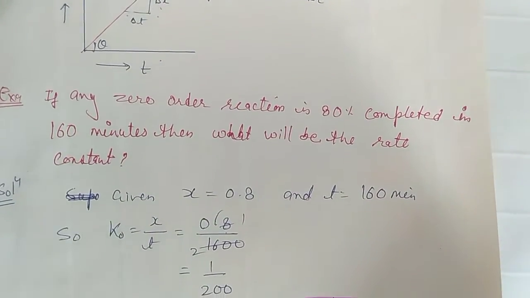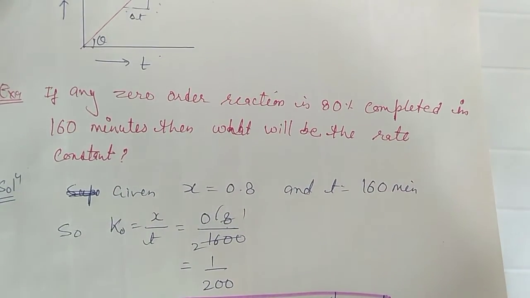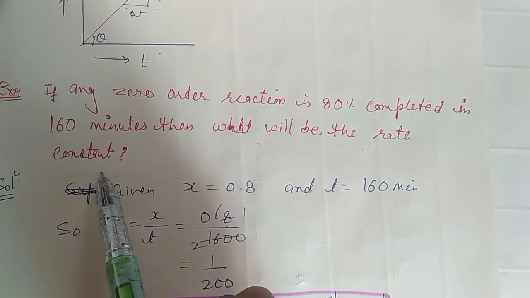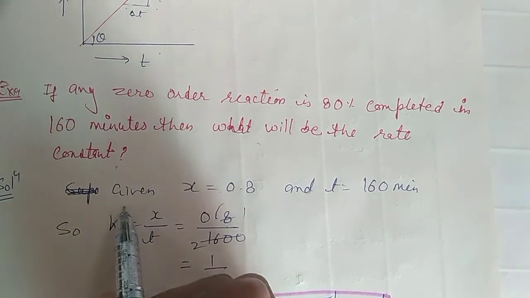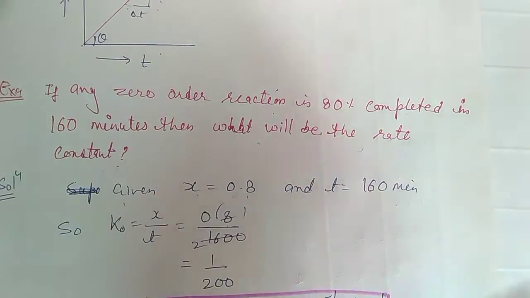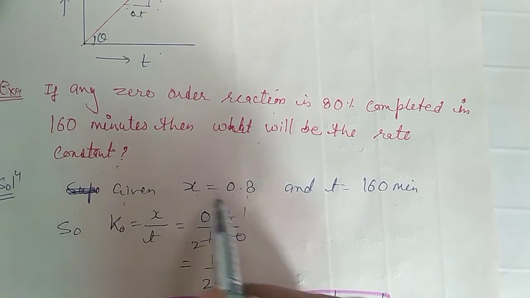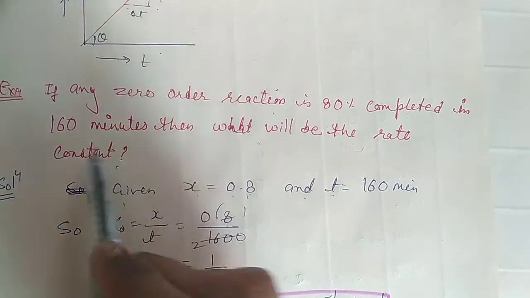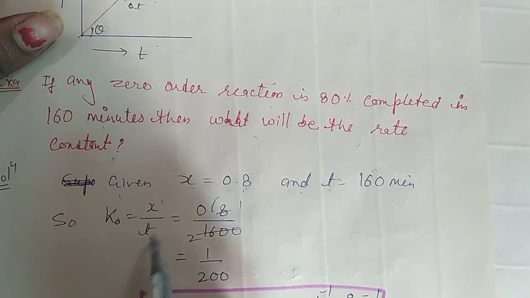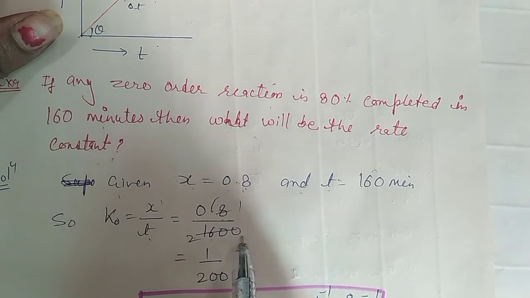If any zero order reaction is 80% completed in 160 minutes, then what will be the rate constant? Given x is equal to 0.8, 80% consumed, and t is given 160 minutes. We know that k0 is equal to x upon t. x is 0.8, t is 160.